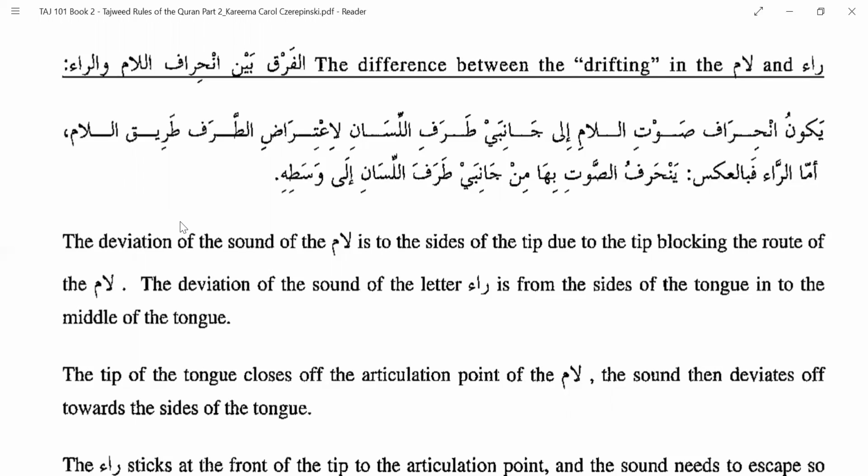For lam, the tip of the tongue is blocking. When you say L, your tip is touching, so it's blocking the root of saying lam. So the sound is deviating to the side of the tip. Whereas for ra, from the side, it is coming and deviating into the middle.